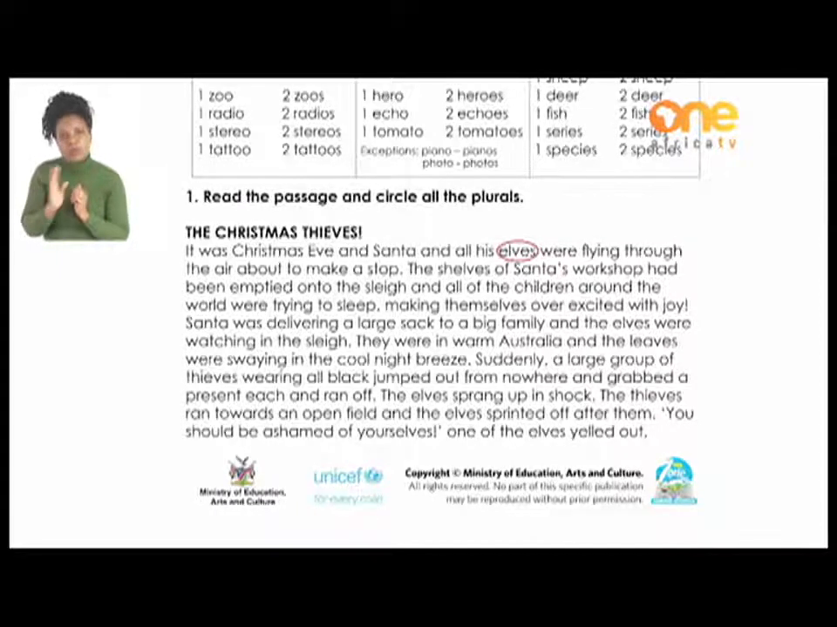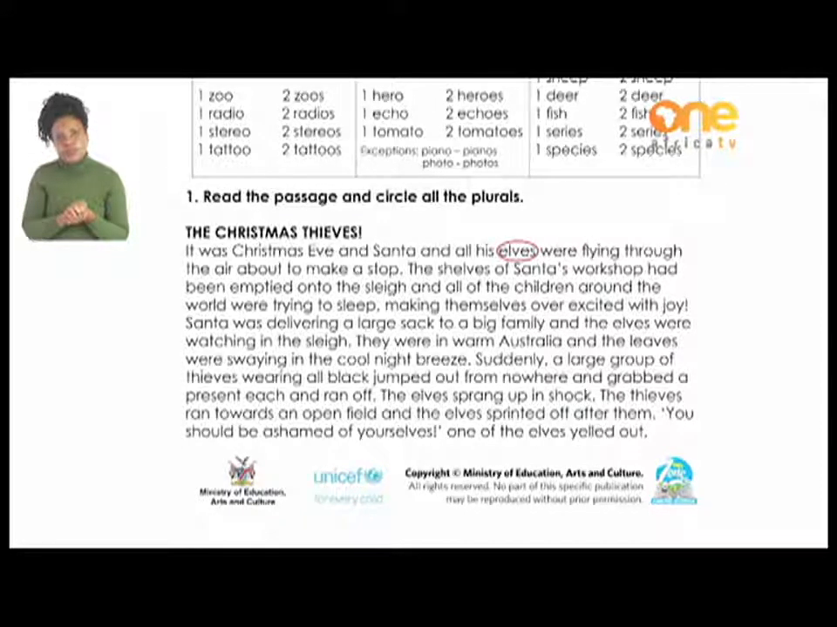Santa was delivering a large sack to a big family, and the elves were watching in the sleigh. They were in warm Australia, and the leaves were swaying in a cool night breeze. Suddenly, a large group of thieves, wearing all black, jumped out from nowhere and grabbed a present each and ran off. The elves sprang up in shock. The thieves ran towards an open field, and the elves sprinted off after them. "You should be ashamed of yourselves," one of the elves yelled out.